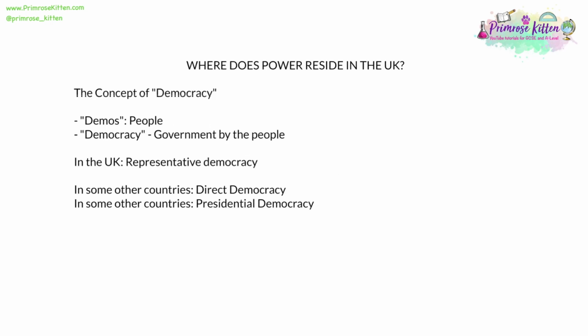So let's look at the concept of democracy. Demos means people. So democracy is government by the people. In the UK, we have a representative democracy. In some other countries, they have a more direct democracy, such as Switzerland, where many affairs are dealt with using referendums. In some other countries, they also have a presidential democracy, such as the United States.